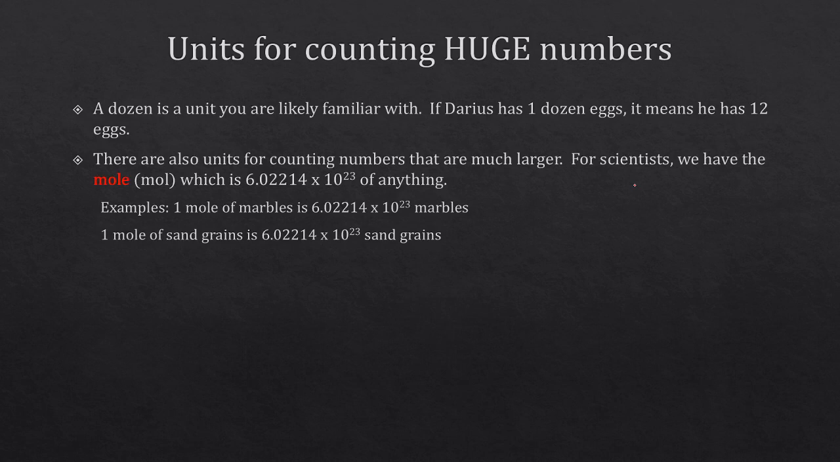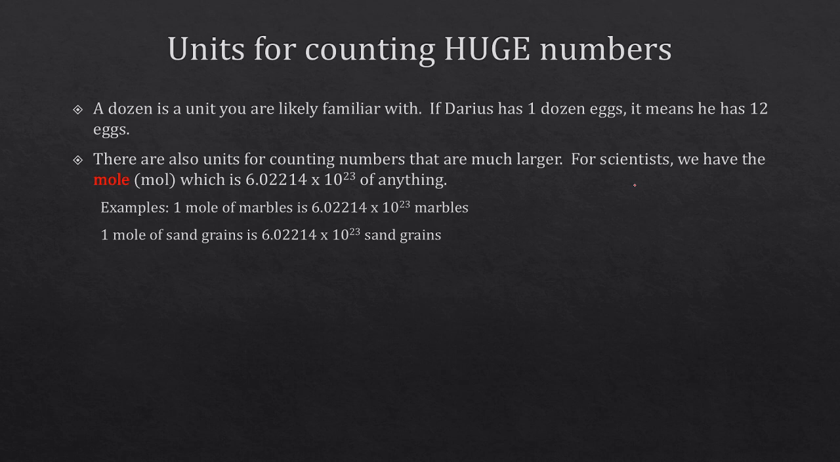So in addition to numbers like this, like a dozen or a gross, we also have numbers for counting gigantic numbers. So specifically, scientists use a term called the mole, which represents 6.02214 times 10 to the 23rd of anything. So as you might imagine, that's a pretty big number. So for example, a mole of marbles is 6.02214 times 10 to the 23rd marbles. That's enough marbles that we could definitely fill up the earth and still have plenty of leftover marbles.